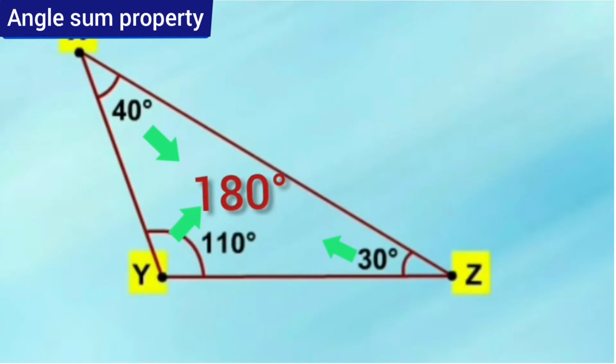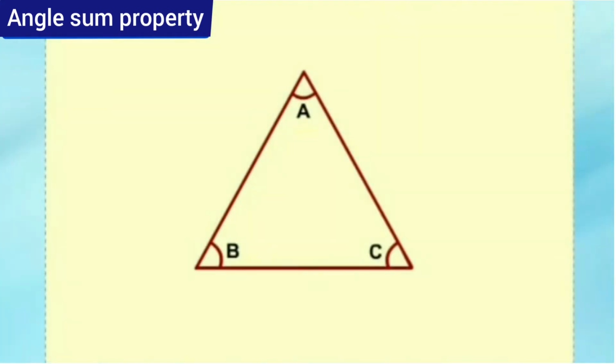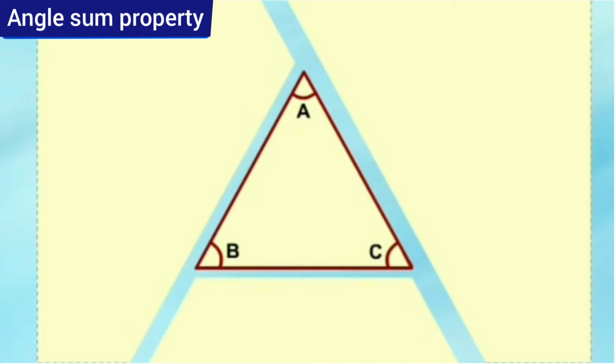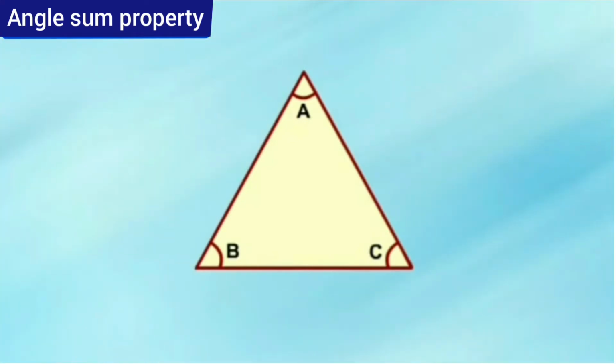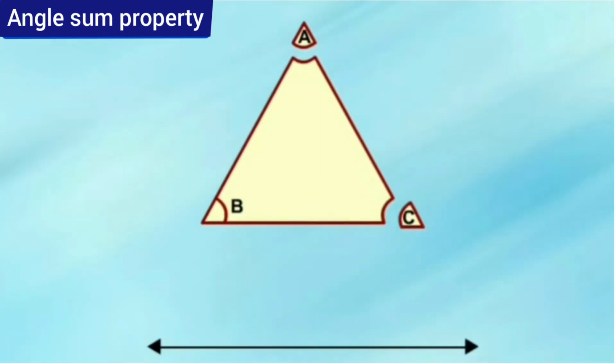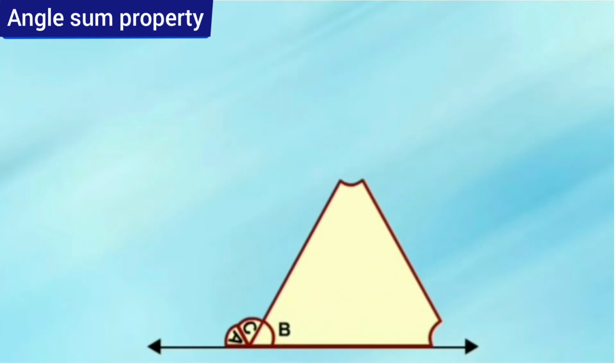Let us understand it through an activity. Draw any triangle ABC on a piece of paper. Cut the triangle. Now we have triangle ABC. Now cut out the marked angles A and C. Draw a straight line on a sheet of paper. Rearrange them in a way as shown in the figure so that they are right next to each other.